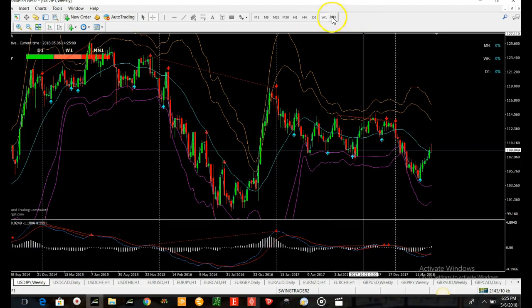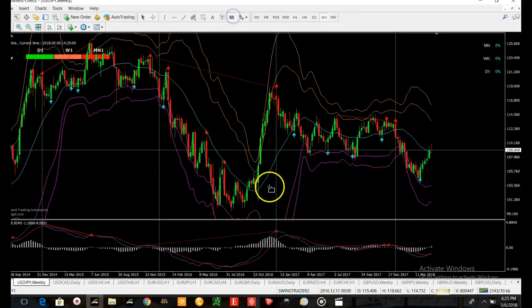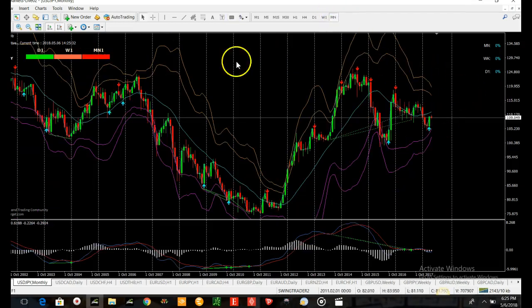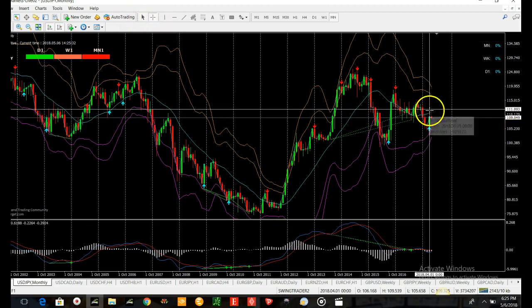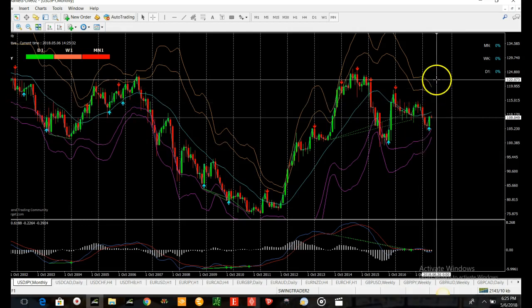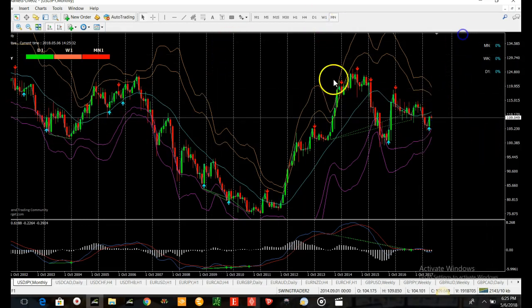USD JPY last week. You can see we're at a weekly area here. I've had this weekly area. Just look at the monthly. Monthly we had a buy signal last month, which could signal a move to the upside.